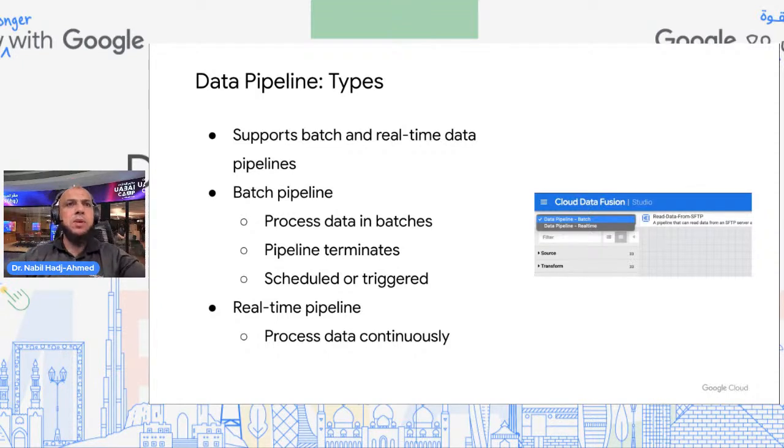Real-time is data that is coming continuously from a messaging bus or from IoT devices. So this is completely different. When you create a pipeline, this is where you choose either batch or real-time. Today we're going to do a batch, and in our next session, when we talk about further details of Data Fusion, we'll cover real-time, which requires the enterprise version of Data Fusion.